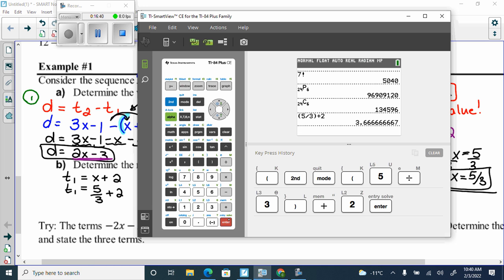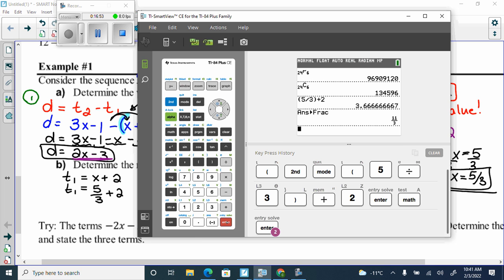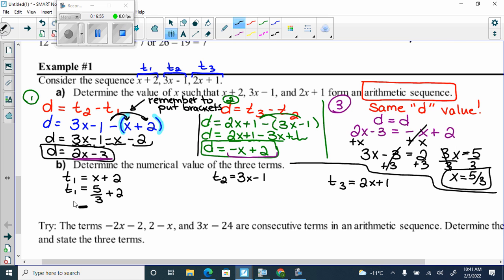Now 3.666666, and if you give me a rounded decimal, I'll cry. Please don't do that. 3.6 is not this, and 3.7 is not either. But you can press math on your answer, and it brings it back to the fraction. So it's 11 over 3. That's really tiny. So term 1 is 11 over 3.